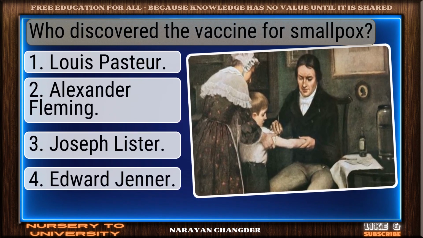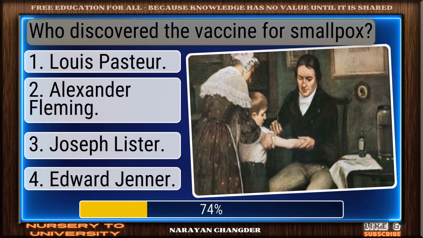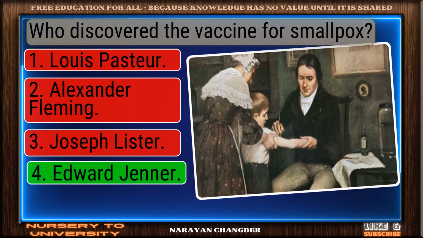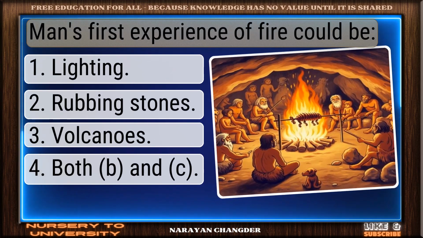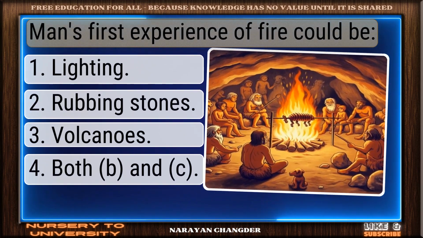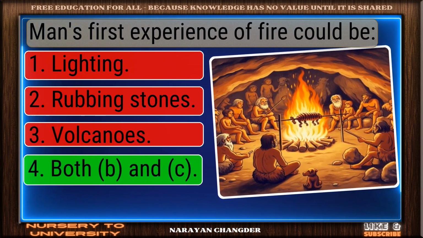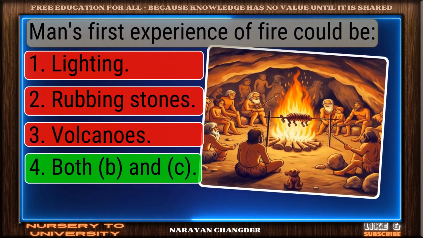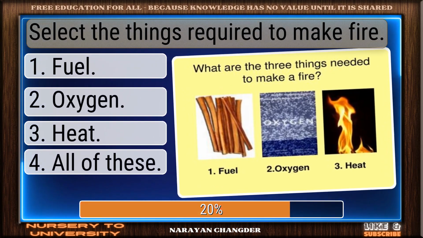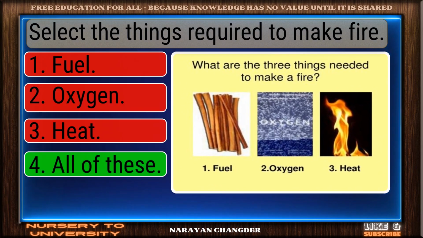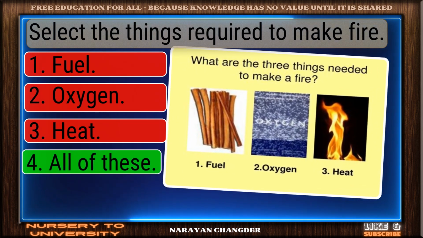Who discovered the vaccine for smallpox? Great job. Edward Jenner is the accurate answer. Man's first experience of fire could be. On track. Both and is the correct answer. Select the things required to make fire. Excellent choice. All of these is the right answer.